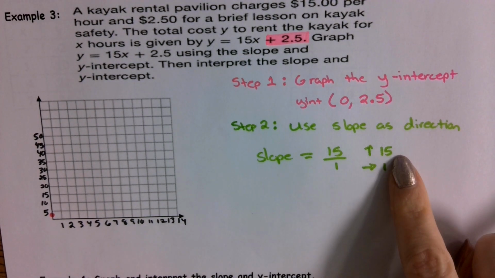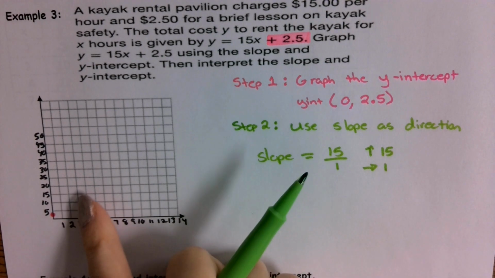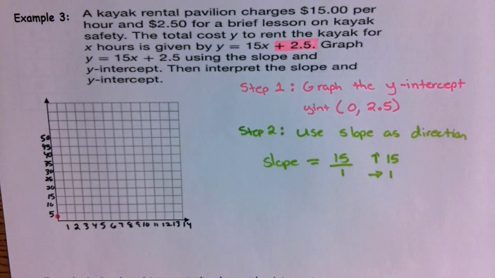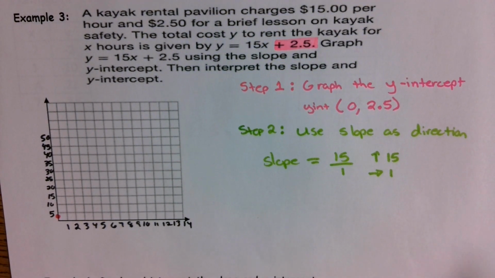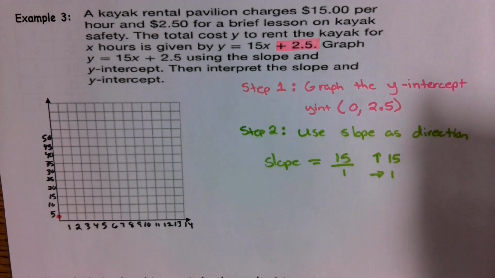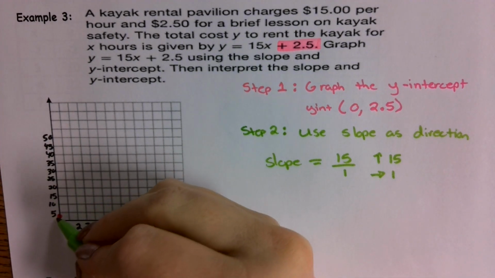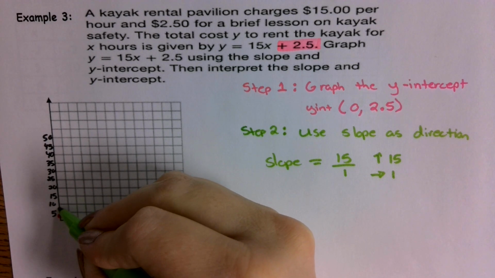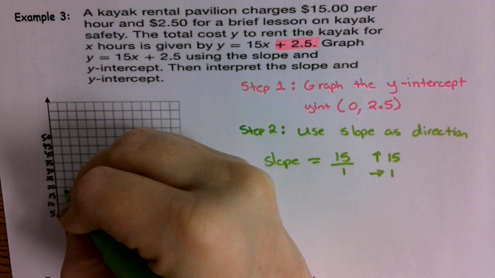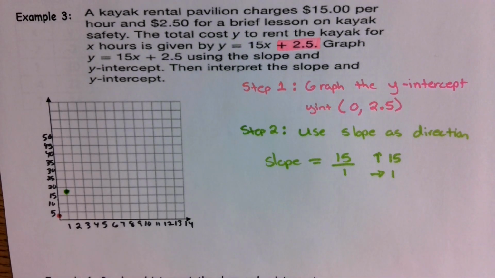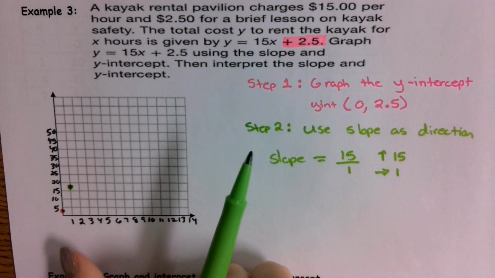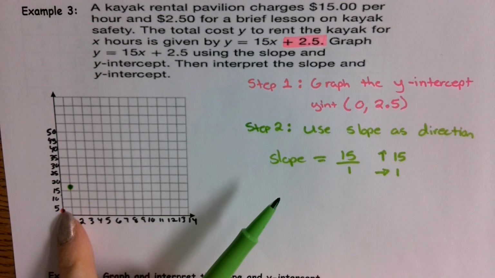I could also go down 15 and left 1, but if I go down 15 and left 1, is that going to make sense if we're talking about money here? No. Talking about charging for something, you're not going to be charging negatives. Okay? So we're going to go up 15 and then to the right 1. So that means I'm going to go 5, 10, 15, and then to the right 1. That's where my next point is going to go. It's halfway between the 15 and the 20 mark, because I'm going up 15 from the 2.5.